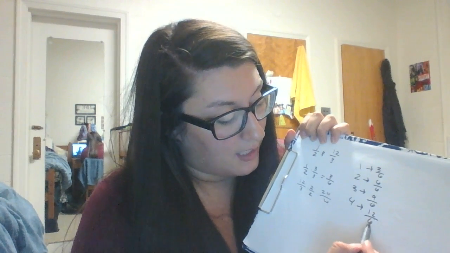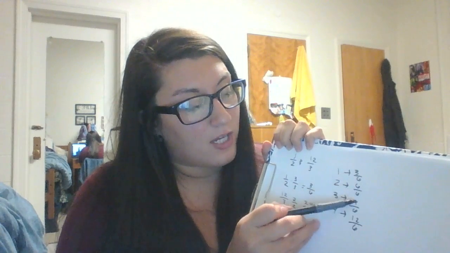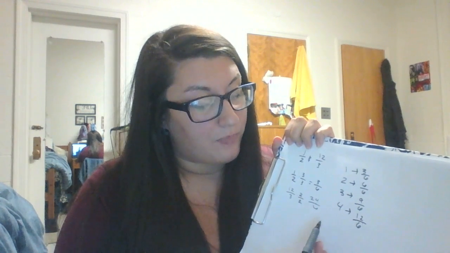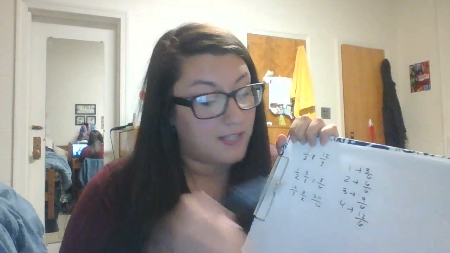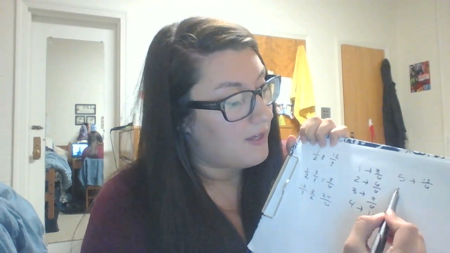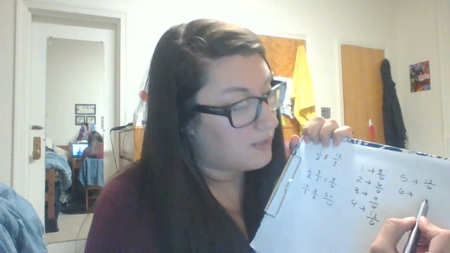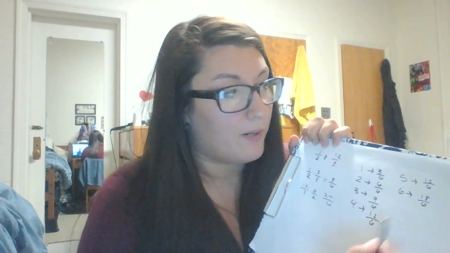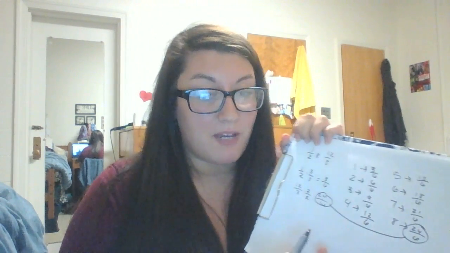4 batches is going to be 12/6 cups of flour. And as you can see, we're just adding the 3 to the numerator each time as we go down because the amount, the 6, is going to stay the same. So then we have 5 batches, which is going to be 15/6 cups of flour. Then we have 6 batches, which is going to be 18/6 cups of flour. And then 7 batches, which is going to be 21/6 cups of flour. And then 8 batches, which is going to be 24/6 cups of flour, which equals what we had to begin with.